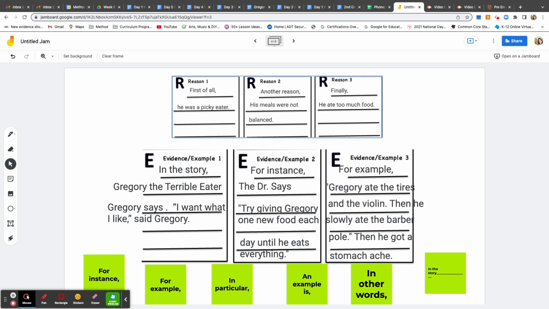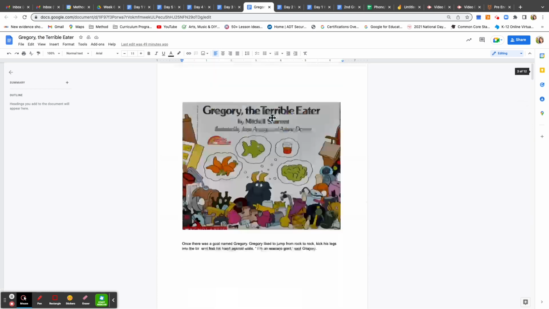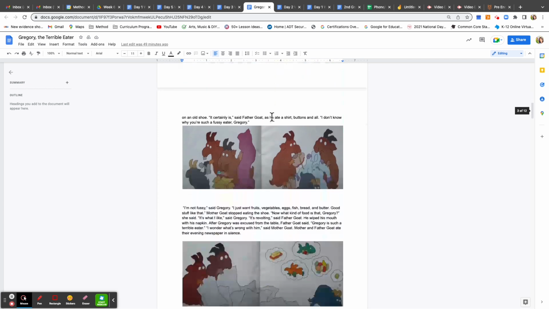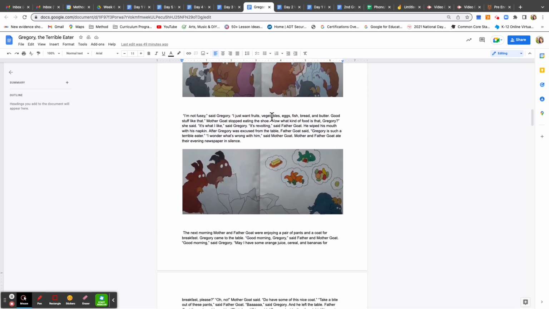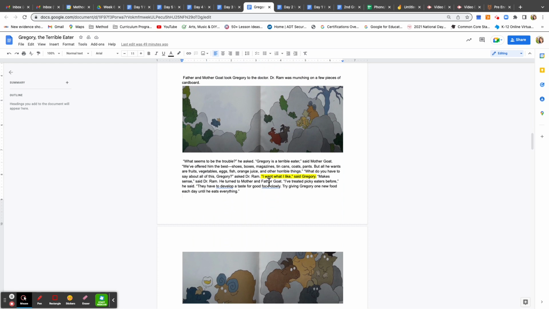So for example, my reason is I said he was a picky eater. So I need to ask myself, where in the text does it tell me about Gregory being a picky eater? So I go back to the text. And as I skim through, I find the sentence, "I want what I like," said Gregory. So that is what I'm going to use as my evidence number one.